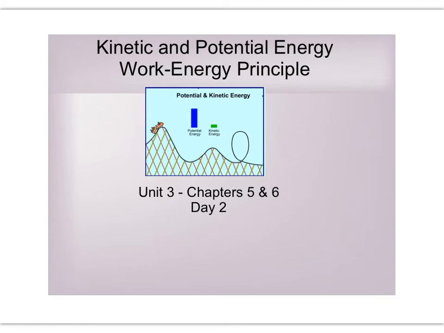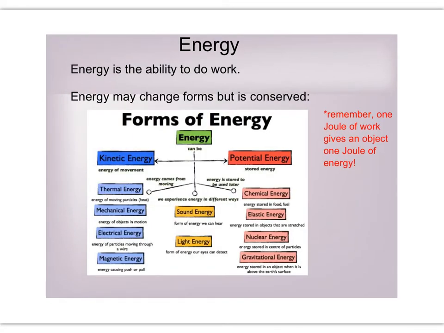Today we are going to connect the work done on an object to the energy given to that object. You've heard about energy before. It comes in many different forms. You've heard about it in terms of probably heat energy, movement, electricity and magnetism, sound and light. Chemical energy, like in your food. Elastic energy if you stretch a rubber band. And then, of course, nuclear energy. And if you store something because of position, it has gravitational energy.